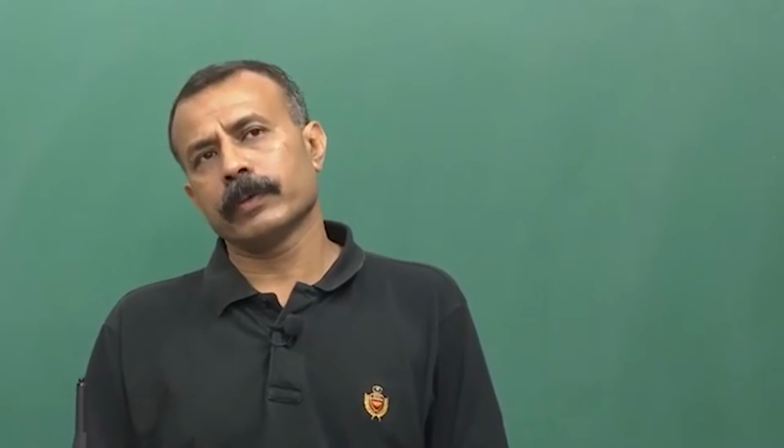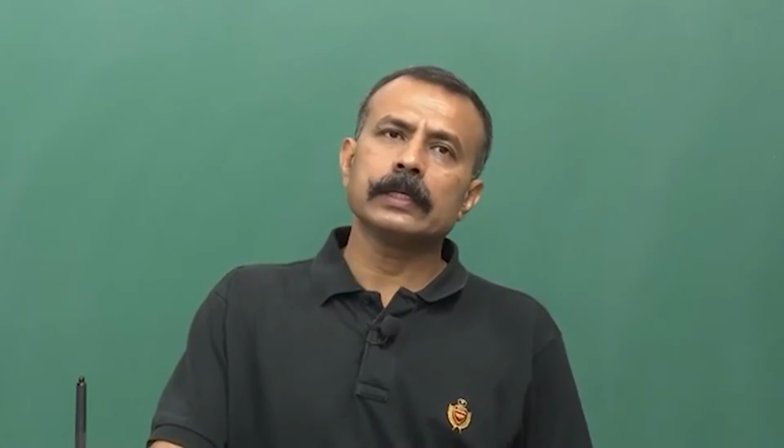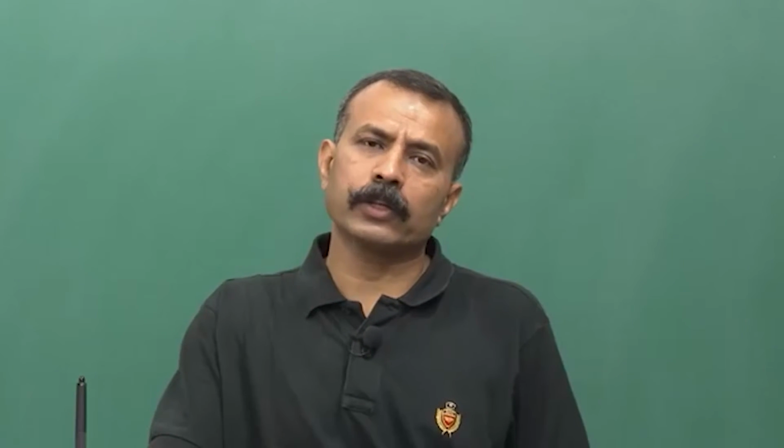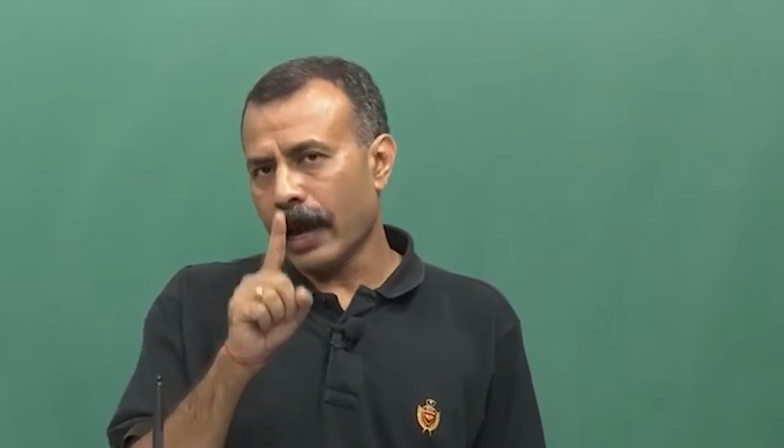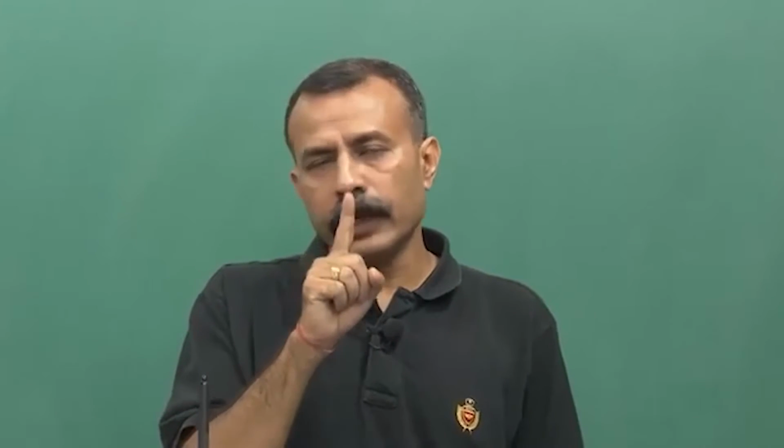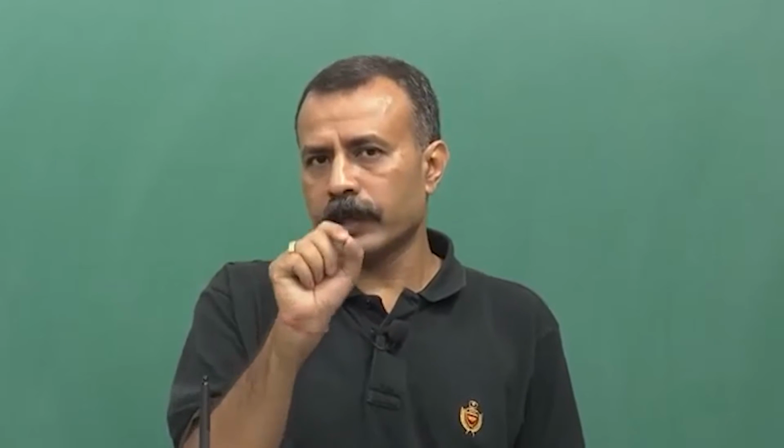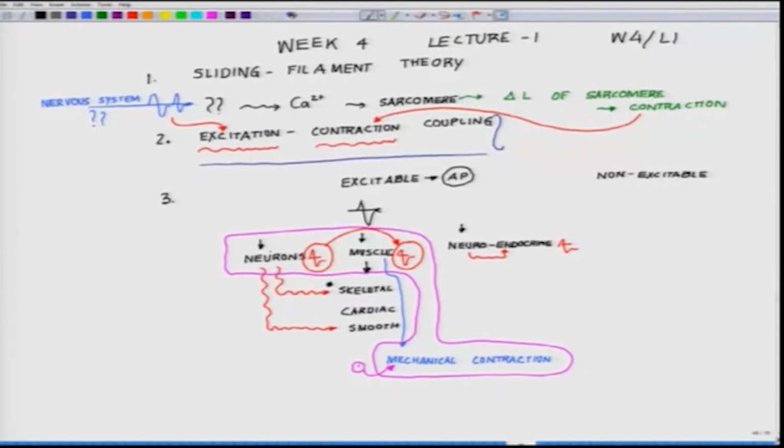Okay. So, to start with twitch, what really is the definition of twitch? Twitch is essentially a contraction of the muscle which you can physically see, which happens with a small delay, and that delay is because of electrical impulse. If you remember, in the last class we talked in depth about it. There is a neuron which is sending a signal to the muscle, and then the muscle does a mechanical action or mechanical contraction.